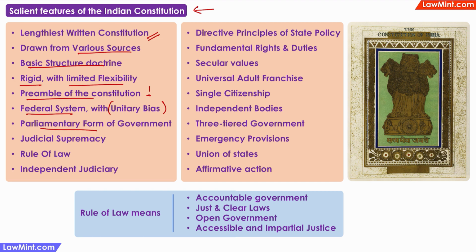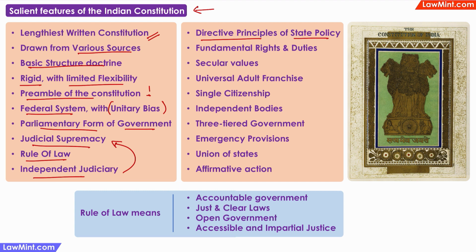And it follows a parliamentary form of government. The Indian Constitution promotes judicial supremacy, which means that the judiciary can nullify or reject any legislative or executive action if it goes against the principles of the Constitution. We also have a rule of law, and we also have an independent judiciary, which is again the reason behind judicial supremacy. Because the independence of the judiciary means that it can act without being influenced by the legislature or the executive. We also have directive principles of state policy.